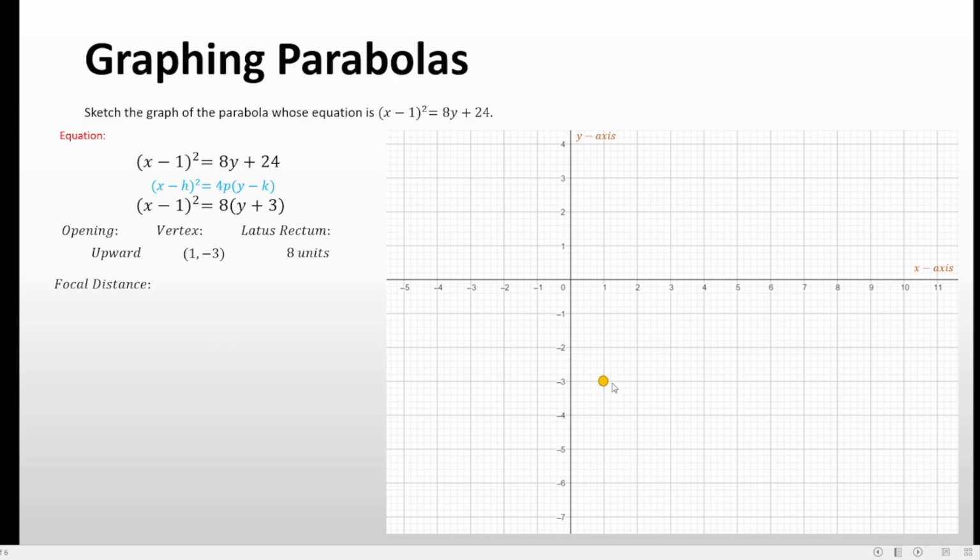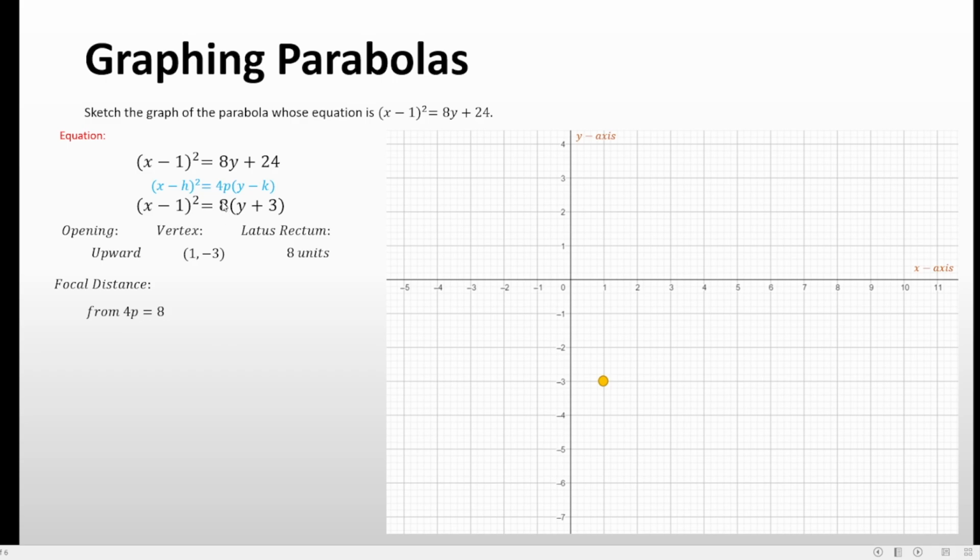After that, you compute for the focal distance. So how do we do that? Remember, 4p is equal to 8, right? So again, always remember that this numerical coefficient here always represents 4p, or the length of the latus rectum, provided you have obtained this format.